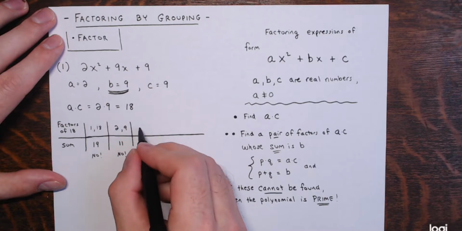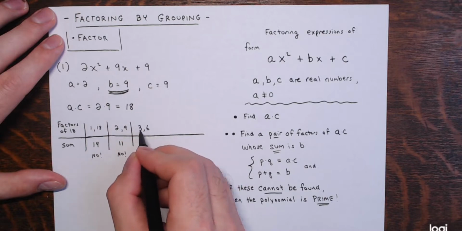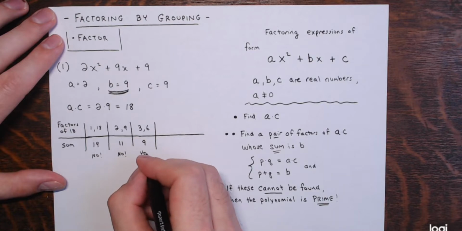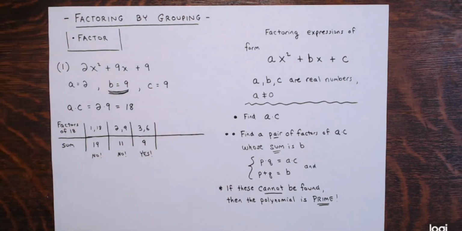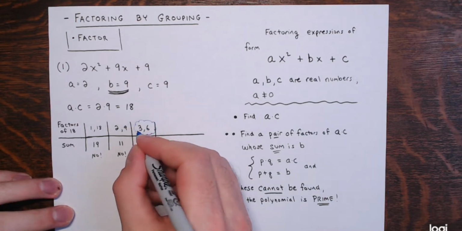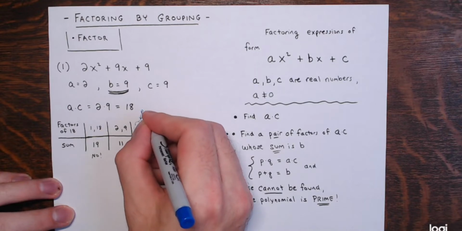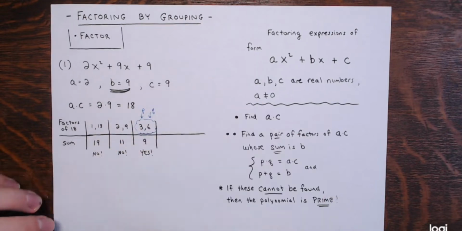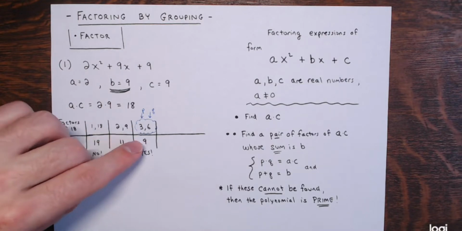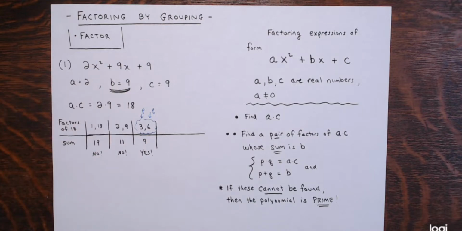3 and 6, right? 3 times 6 is 18, and 3 plus 6 is 9. Yes, this is the pair that we wish for. Right, this is the pair that we want right here. I'll call them P and Q. Right. 3 times 6 is 18, which is the same as A times C. And 3 plus 6 is 9, which is B.